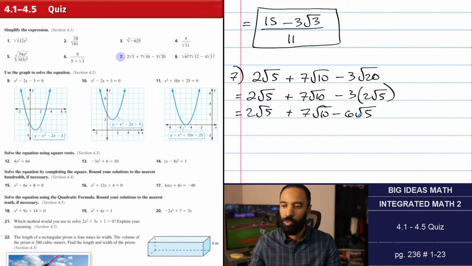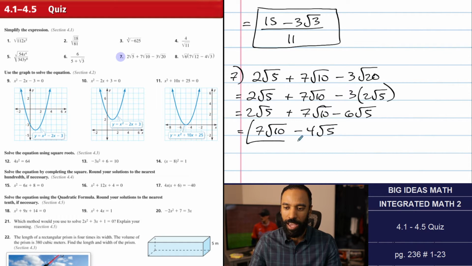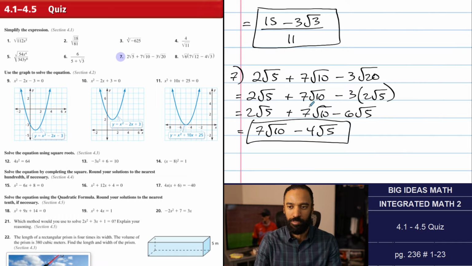So 2 root 5 minus 6 root 5 is negative 4 root 5. And because it's negative, I'll just go ahead and write it second. So I'll have 7 root 10 minus 4 root 5. And that's a simplified result of number 7.